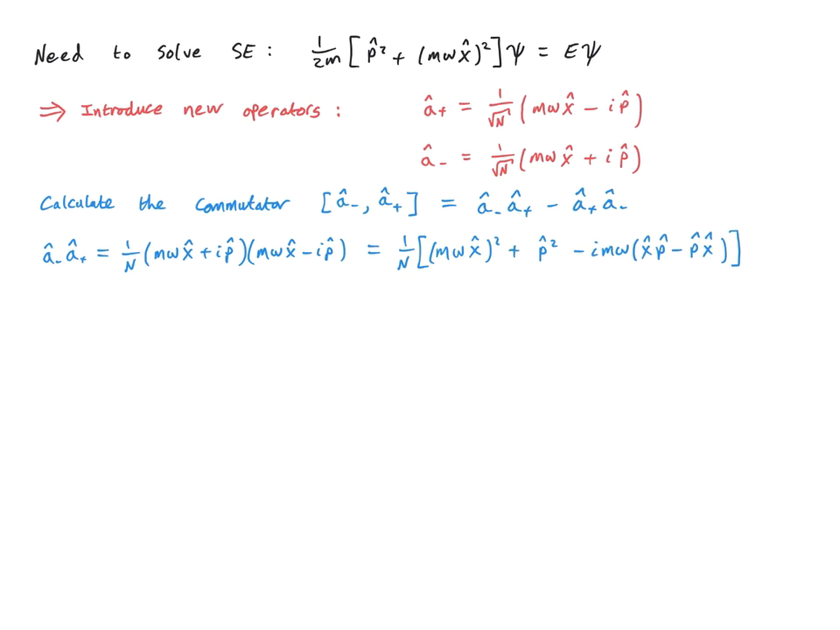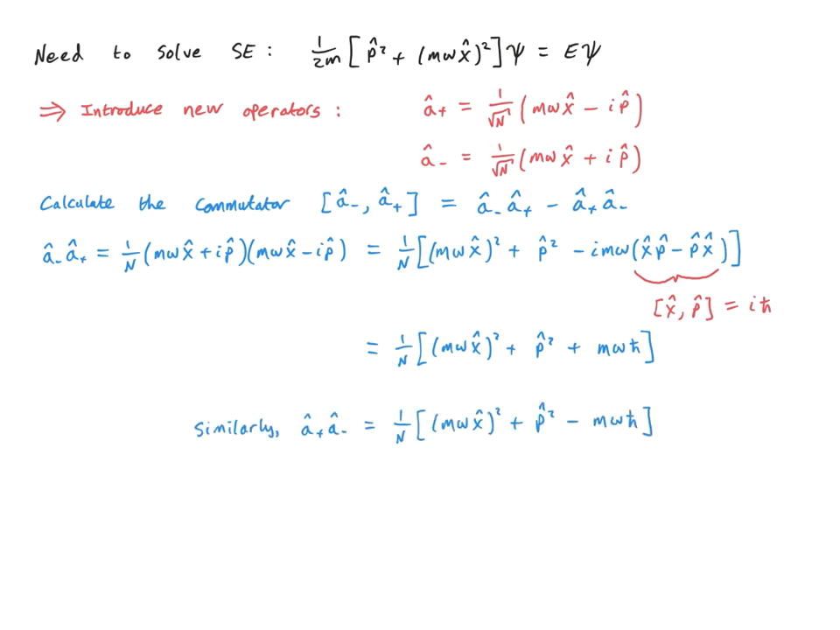We get one piece mω x squared, one piece plus p squared. Here, notice ip times minus ip gives us plus p squared. And then we have the cross terms, again being careful with the order of these operators. Now, importantly, this term here is the definition of the commutator [x, p] that we talked about earlier, and we know that has the value iħ. So therefore, the product a minus a plus gives us 1 over n times mω x squared plus p squared plus mωħ.